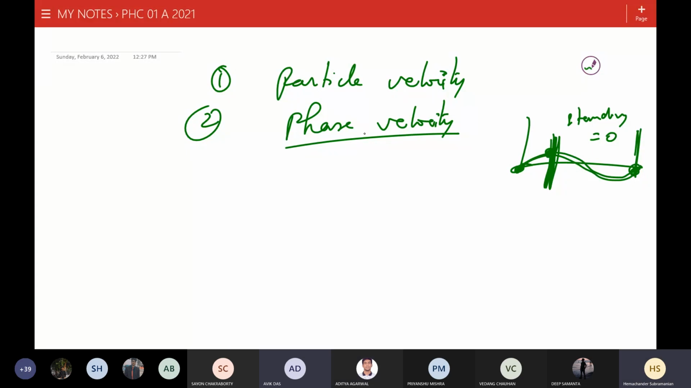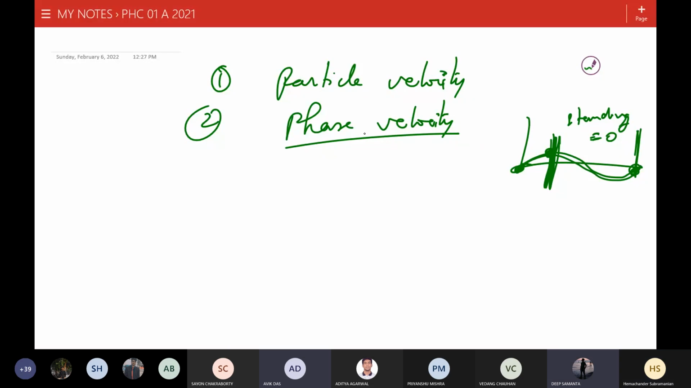Yes, sir. So your wave velocity is not related to the particle velocity. The particle velocity here is very, very high, actually. Whereas the velocity of the wave is 0. It's not going anywhere. It's a standing wave. So the phase velocity of this wave is 0.